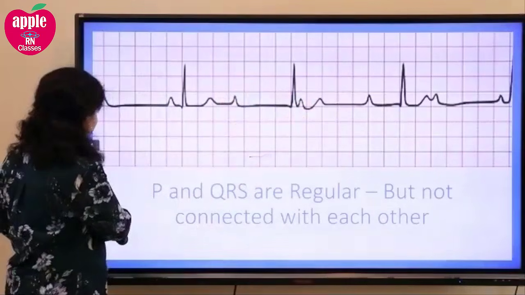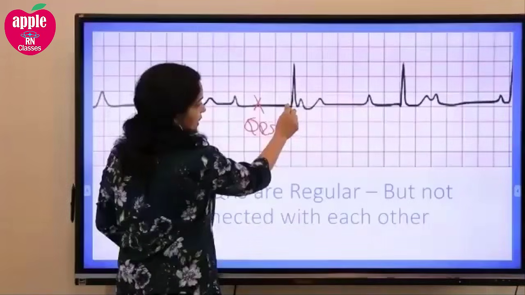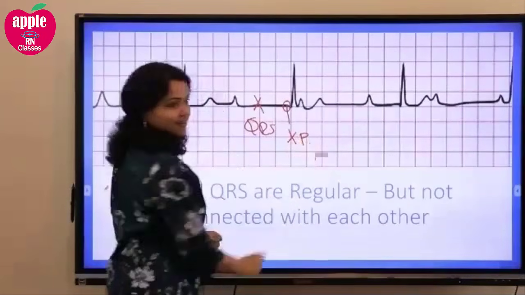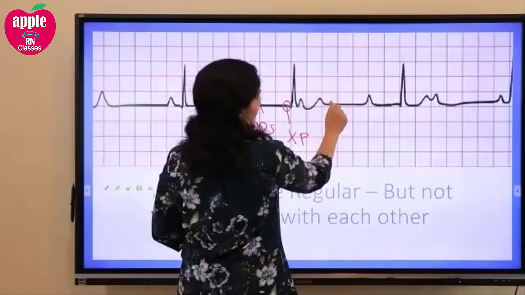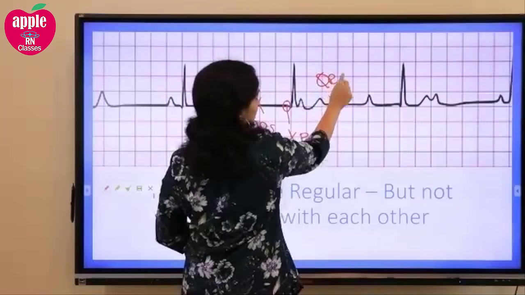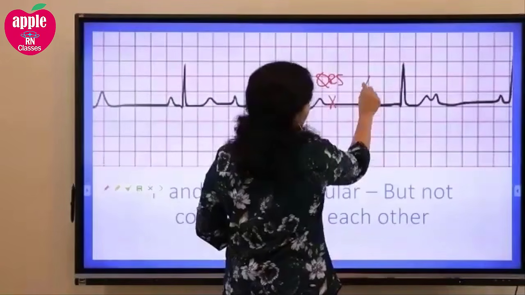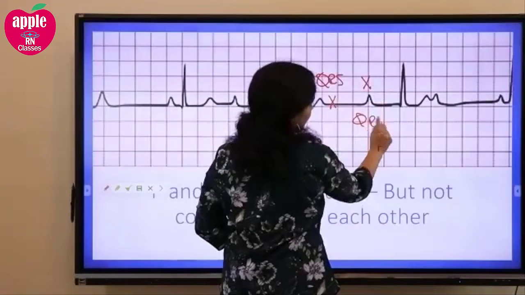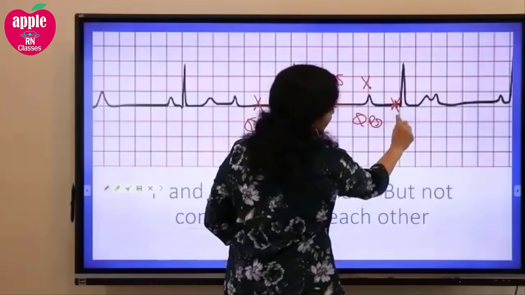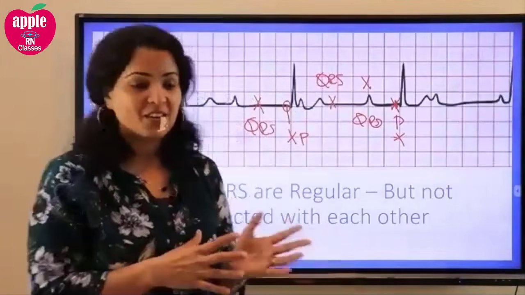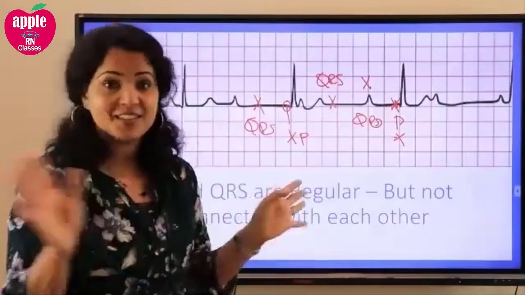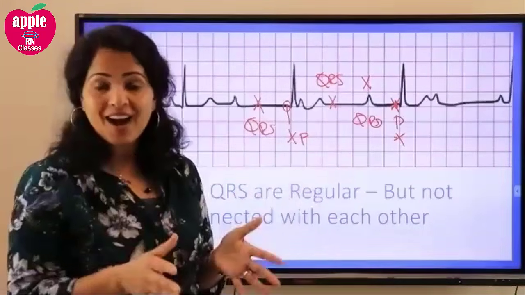So let me show you that. So no P, no QRS. And there is a QRS here, but no P. Okay, there is no P before QRS. Then there is a P wave here, but no QRS. Then there is again a P wave here, but no QRS. Okay, there is no P here. Which means P and QRS are not talking to each other. They're separate. Both of them have their own schedule. Nobody is talking to each other.